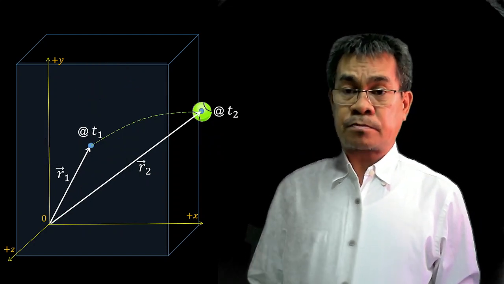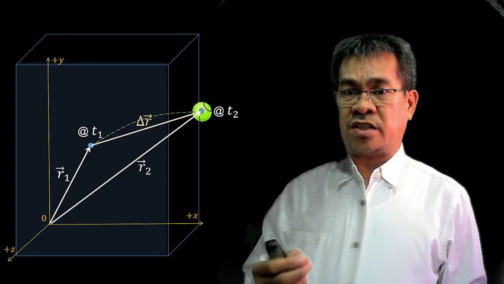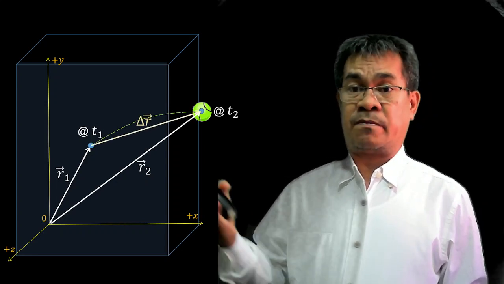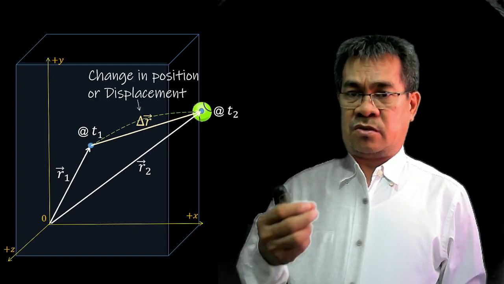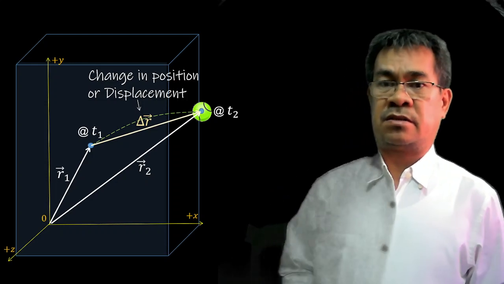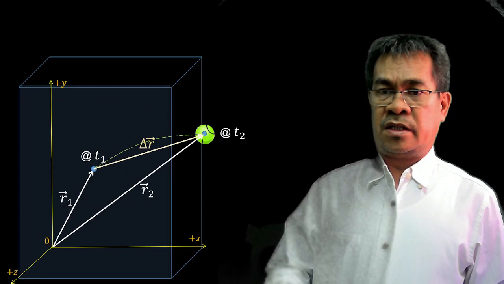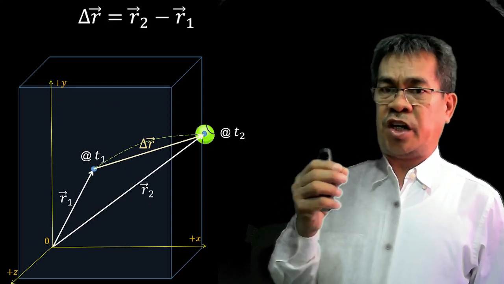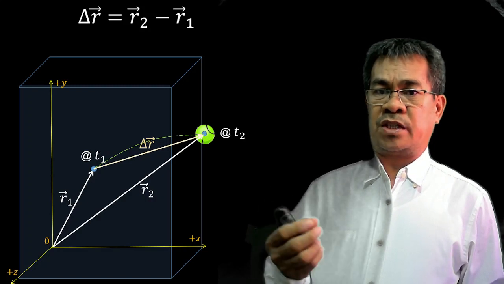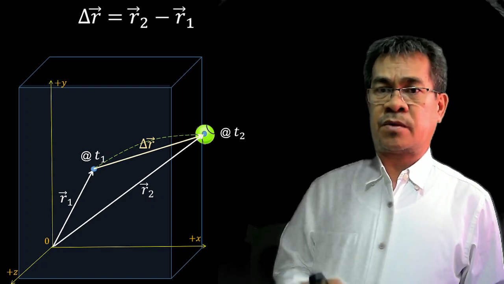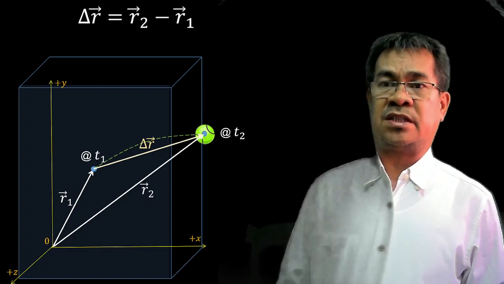Okay, now the line that connects the initial towards the final, take note, is the change in position, as we learned in our previous video. So the change in position, take note, is also called the displacement of the particle. Now the delta r, or the change in position or the displacement, mathematically can be computed as the final position always minus initial. Take note, always final minus initial.